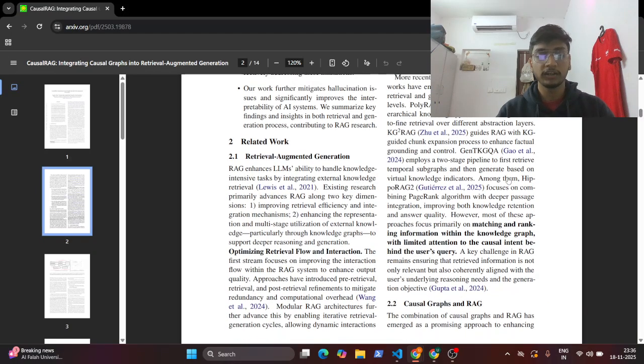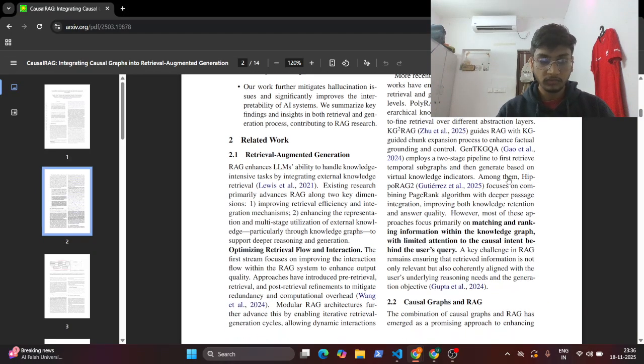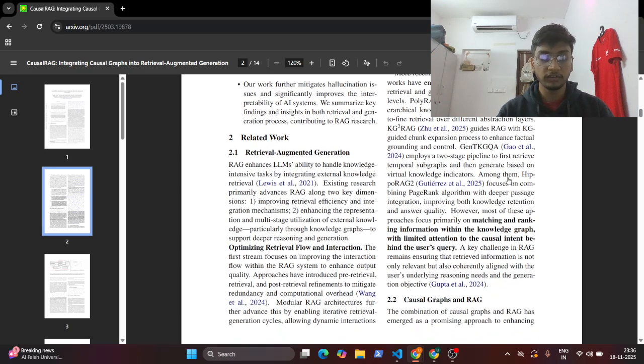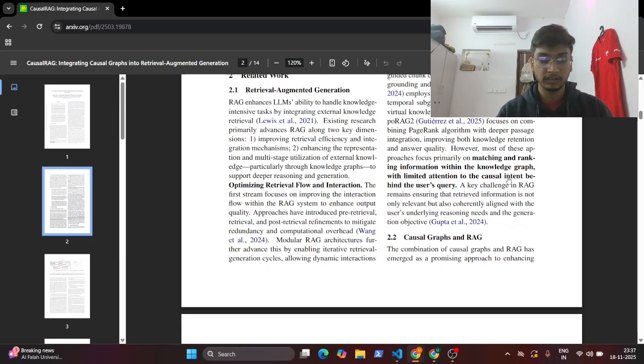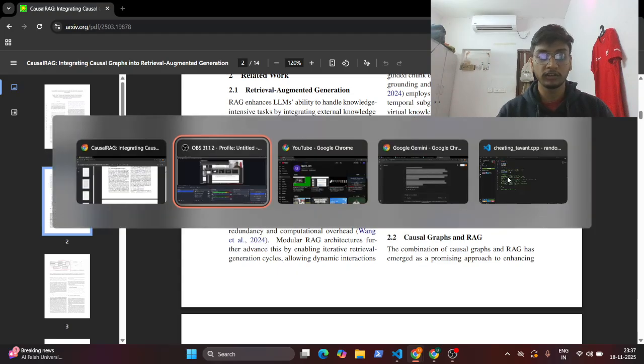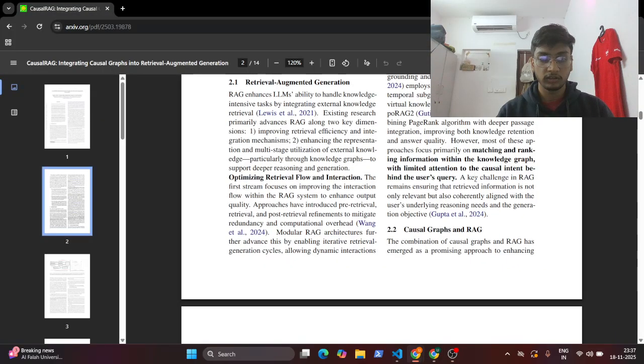responses. Talking about related work, first, the retrieval augmented generation RAG, where most advancements focus on optimizing the retrieval flow or enhancing knowledge representation. Second, talking about causal graphs and RAG, while existing efforts like graph-based RAGs use general knowledge graphs, they often focus on semantic or thematic relationships. Causal RAG distinguishes itself by targeting explicit causal links. We are tackling the core problem of structural reasoning.